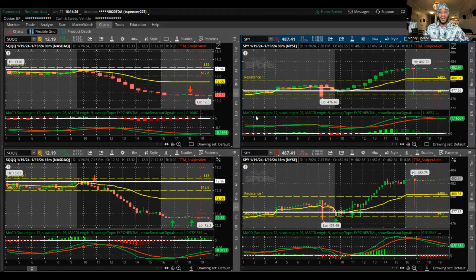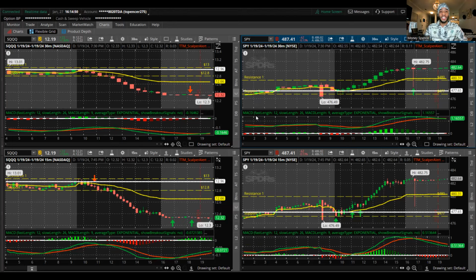Okay, so on this chart, I have pulled up the SQQ and SPY. So in most cases, if SPY is trending up, 9 times out of 10, the SQQ is trending down. So you can use both of these if you want to make some money on the upside or if you want to make some money on the downside.